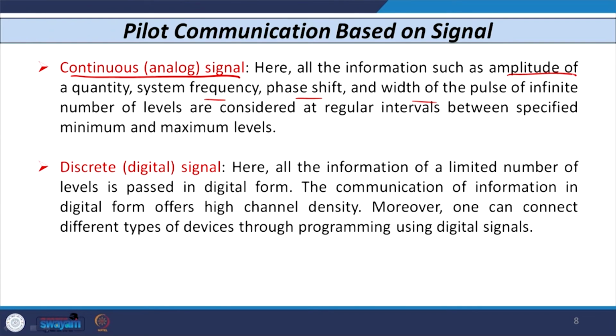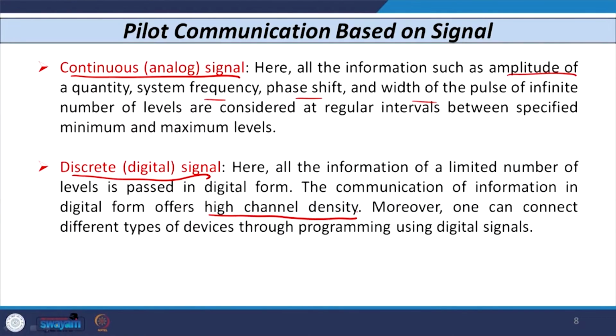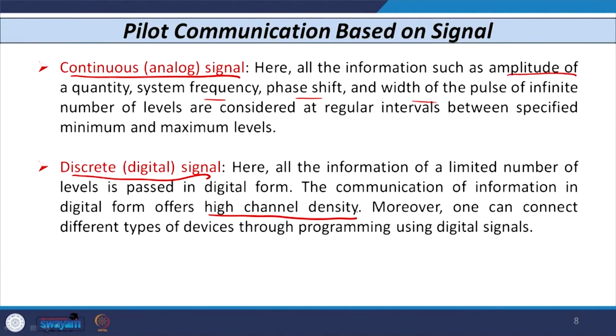The other way, which is used nowadays, is known as discrete or digital signal. In the discrete or digital signal, we convert the analog signal into digital form, and then we transmit it in the form of a limited number of levels. The main advantage of this is high channel density. If I transmit the signal in digital or discrete form, then the channel density increases. The other advantage is that you can connect different types of devices through programming when you use such discrete signals. Nowadays, whenever we want to transmit the signal or data from one side to the other, we always transmit it in digital or discrete form. We usually never transmit in analog form.